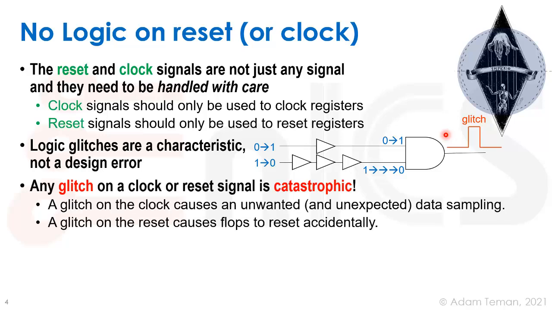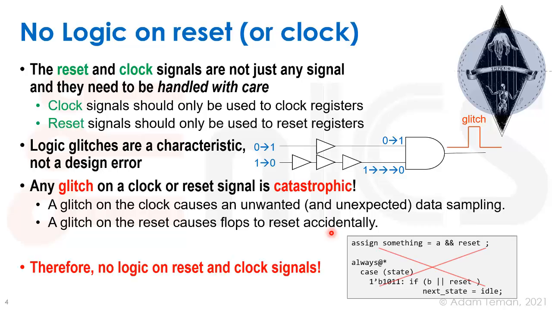However, a glitch on a clock or reset signal is catastrophic. If we have a glitch on the clock, we're going to have an unwanted and unexpected data sampling. It's going to ruin everything. A glitch on the reset is going to cause flops to reset accidentally, thereby ruining everything. Therefore, do not put logic on reset or clock signals.